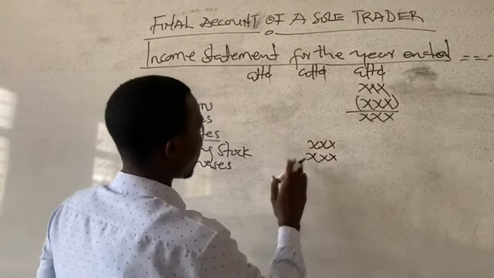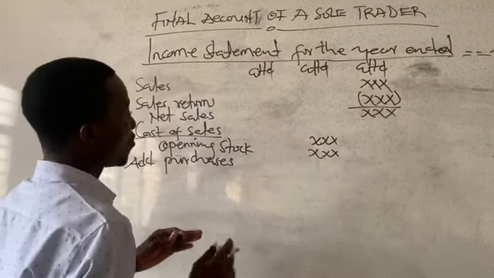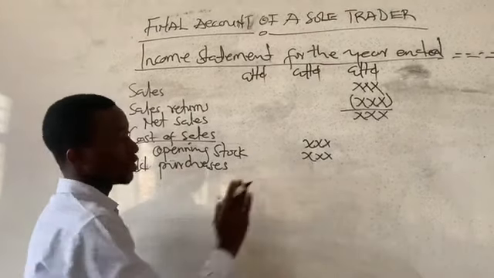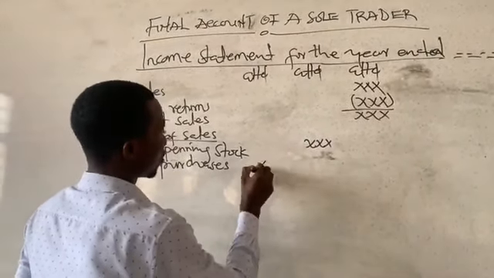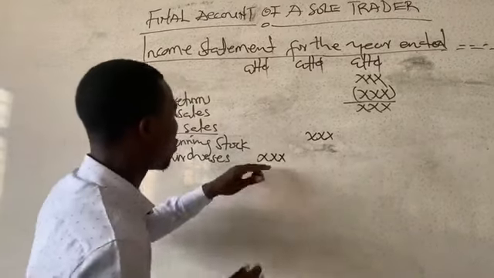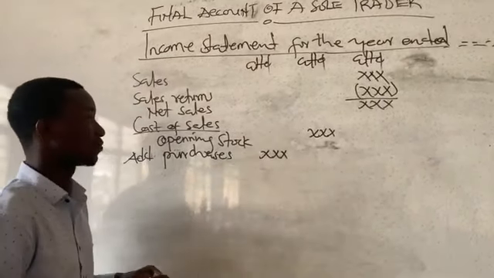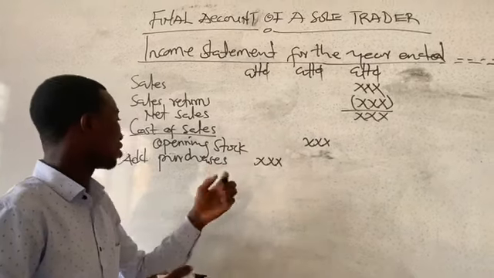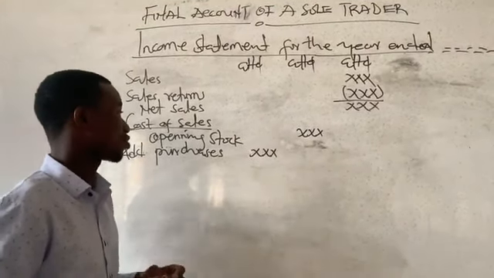Is that okay? But let me do it this way to make the analysis very simple, because there are some adjustments that will be made to purchases. So let me bring it here. Is that okay? Because we will make an adjustment to the purchases. And with this purchase amount, sometimes it won't be enough to get the actual cost of sales.